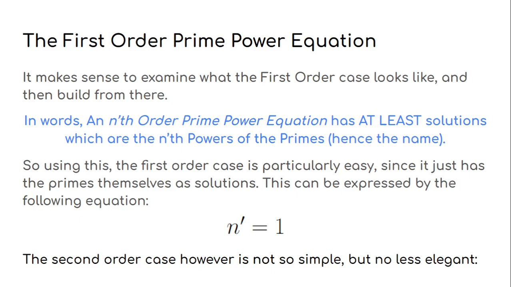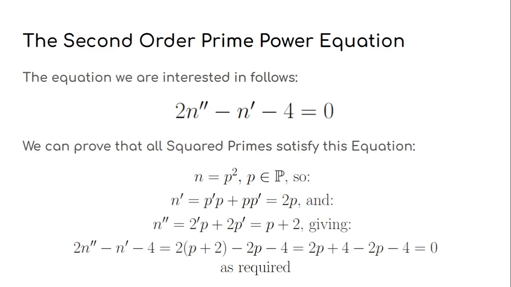But what about our equation, which concerns the square primes? Now I claim that the equation 2n double prime minus n prime minus 4 equals 0 has at least solutions of the form n equals p squared, where p is some prime. And I will prove this now.